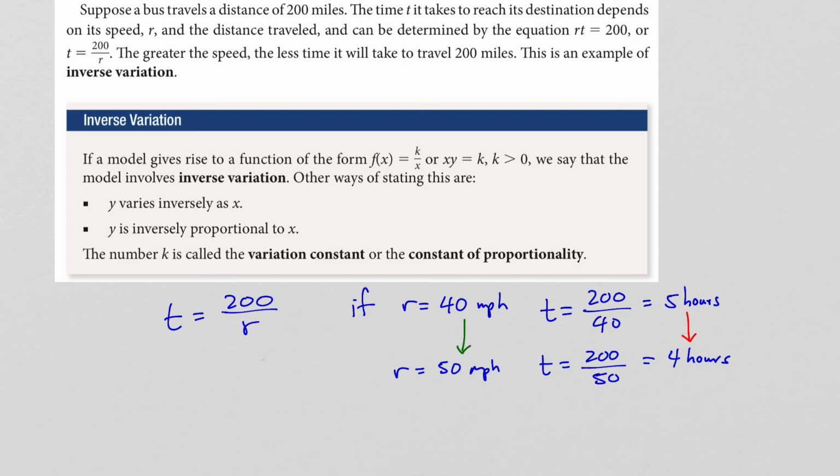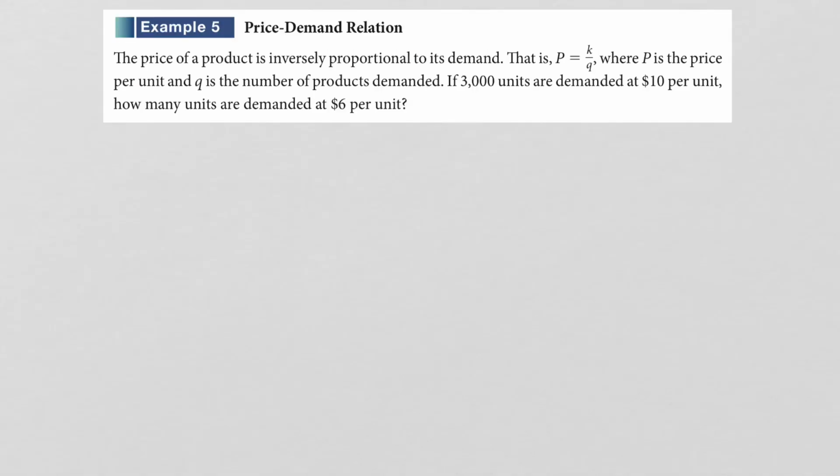Let's take a look at another example. So here we have an example of the price-demand relation. The price of a product is inversely proportional to its demand. That is, P, which is price, is equal to K divided by Q, where Q is the number of products demanded. So if 3,000 units are demanded at $10 per unit, how many units are demanded at $6 per unit?